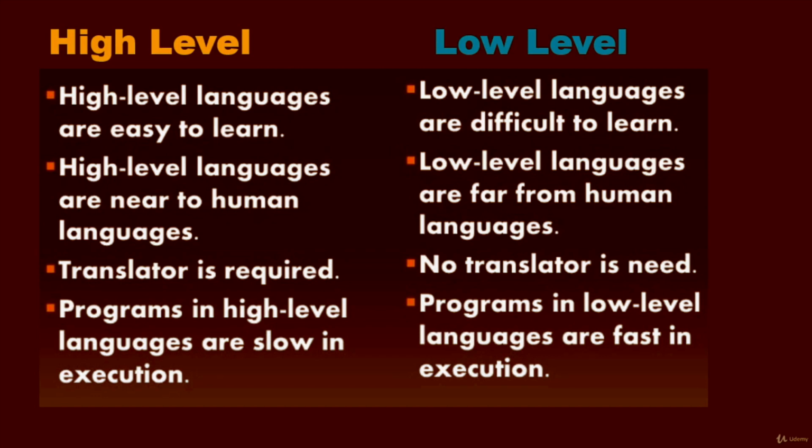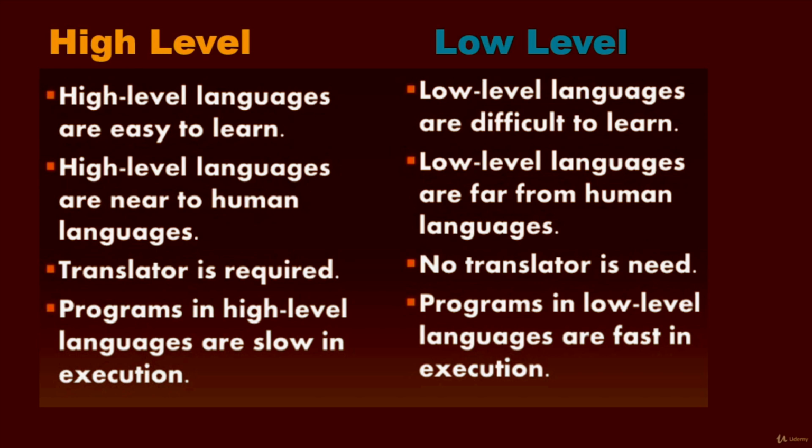Key differences between high-level and low-level programming languages. High-level languages are easier to learn. Low-level languages are more difficult to learn. High-level languages are near to human languages. That's easy to read. They are like basic English. While low-level languages are far from human languages, so only machines know what they are talking about. You need a translator, like a compiler or an interpreter, to convert a high-level language into machine language. No translator is needed for low-level languages because the machine hardware knows what they're talking about.